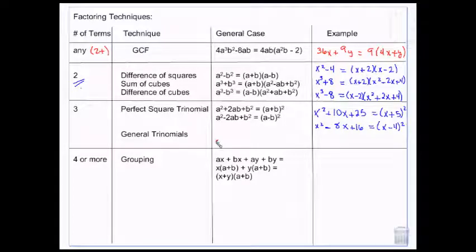I'm going to put the example here. So something along the lines of x squared plus 7x plus 12. And we have to use the big giant X or factoring by grouping or something to solve this. But this would be x plus 3 times x plus 4. With 4 or more terms, you have to use grouping. And we will do some examples of that in a moment.